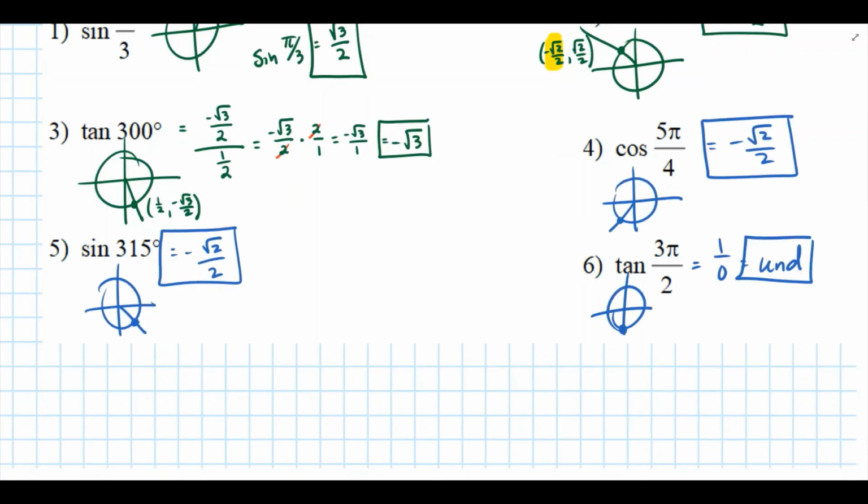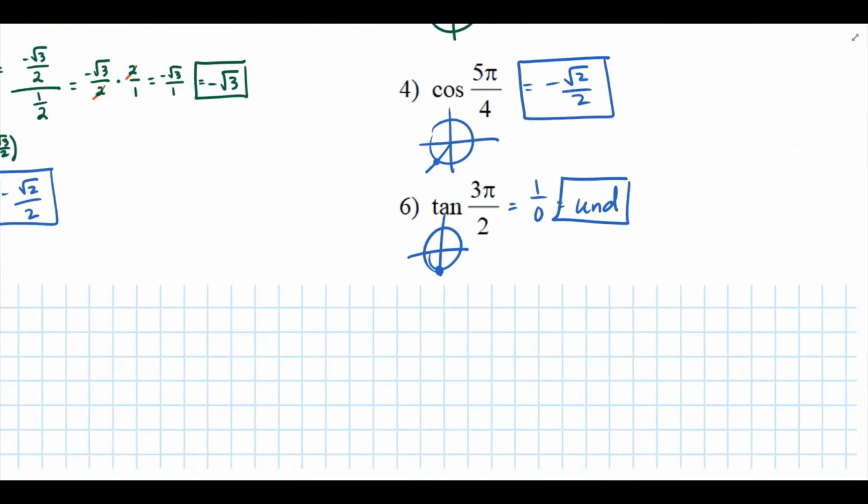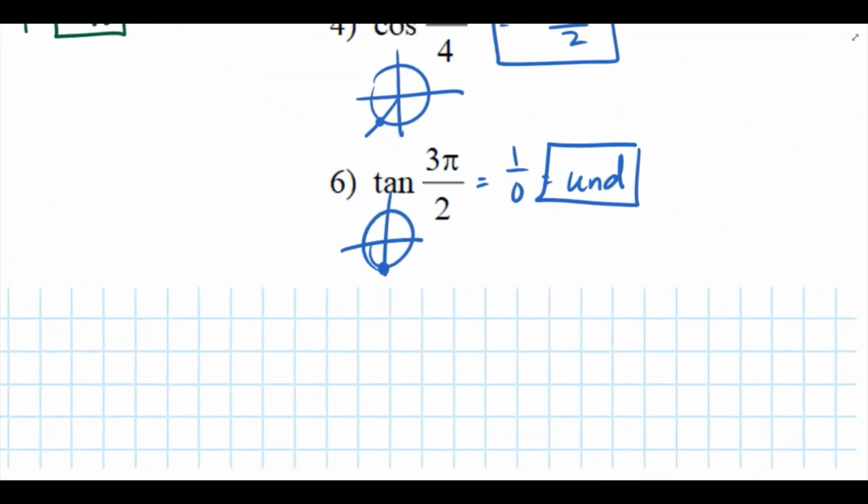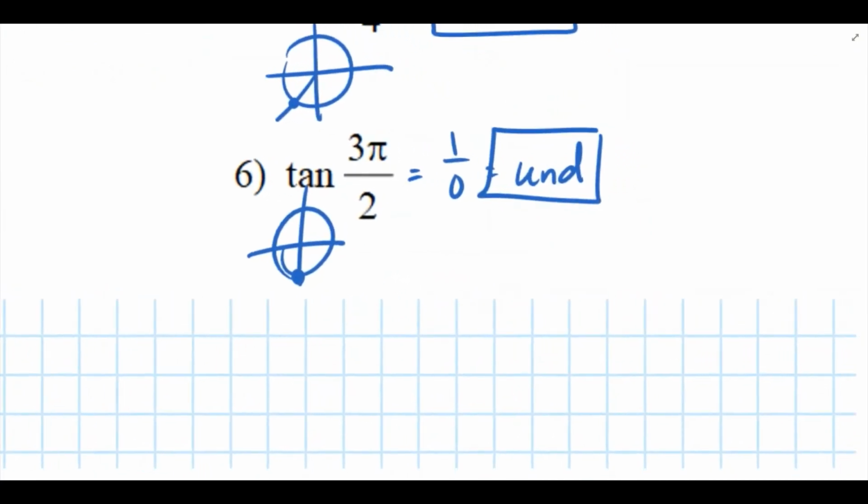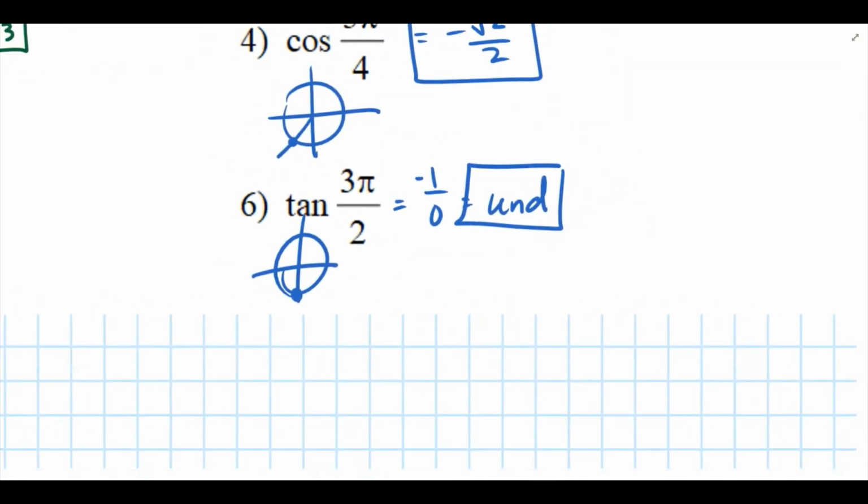I would say that examples 4 and 5 were pretty straightforward. In number 6, however, we had a y-coordinate of 1 and an x-coordinate of 0. A y-coordinate of negative 1. Please remember that a fraction with 0 in the denominator is undefined. Therefore, tangent evaluated at 3 pi over 2 radians, or 270 degrees, is also undefined.